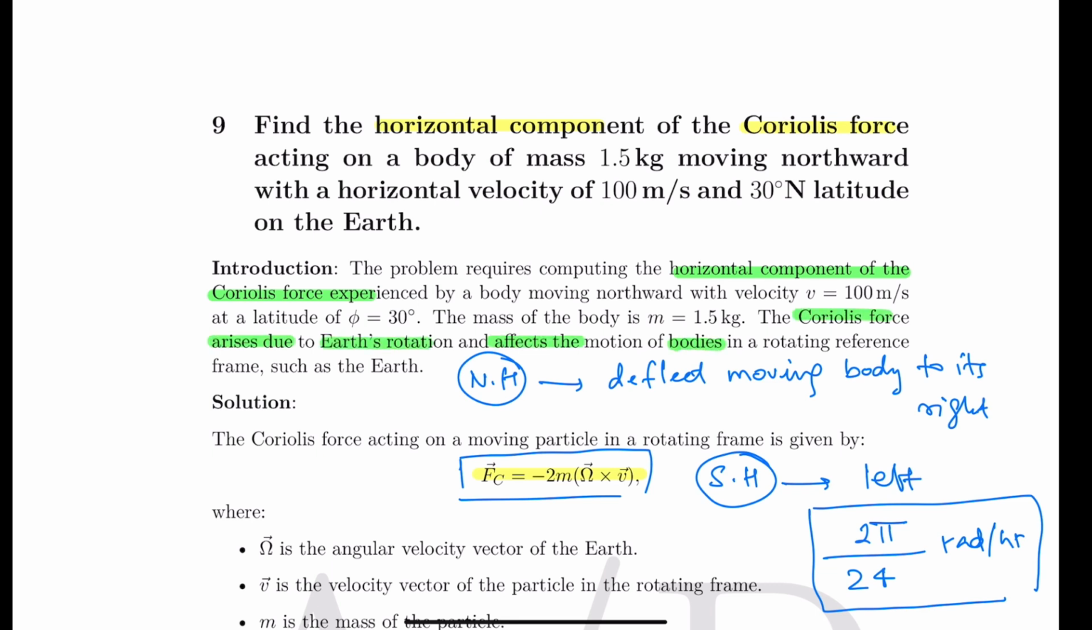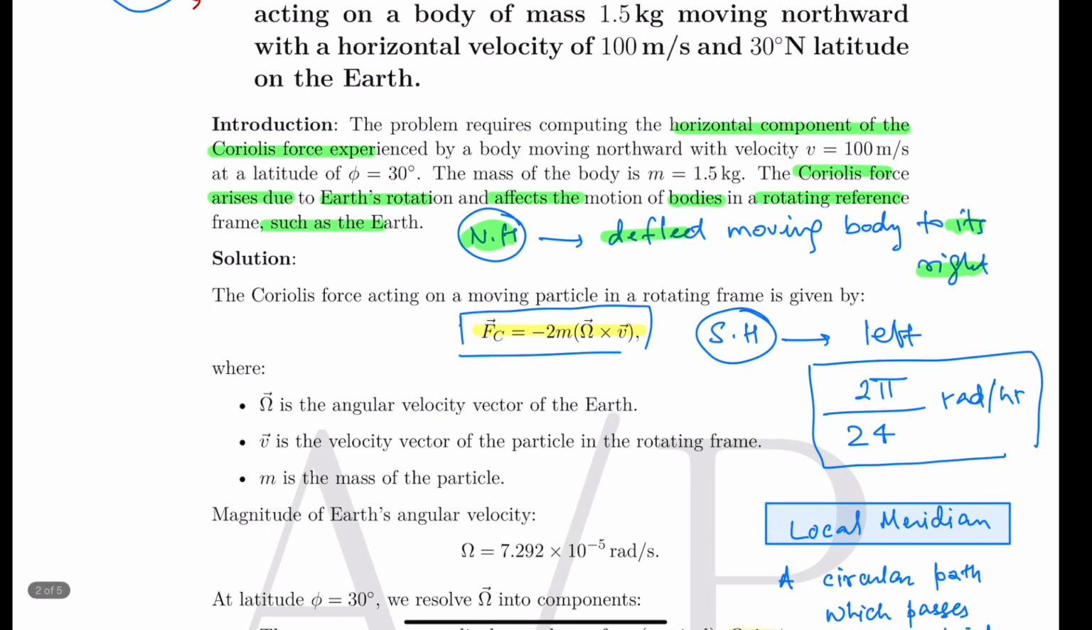The Coriolis force arises due to Earth's rotation and affects the motion of the body in a rotating reference frame such as Earth. In short, in the northern hemisphere, any body moving on Earth will be deflected to its right. And in the southern hemisphere, if it is moving, then it will be deflected towards its left. So this is what we call Coriolis force.